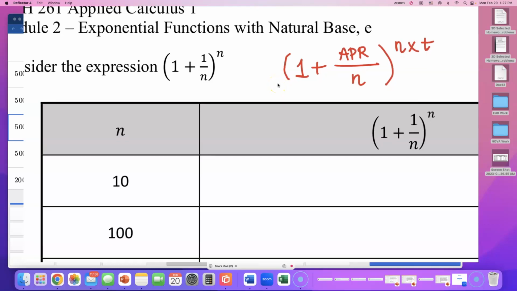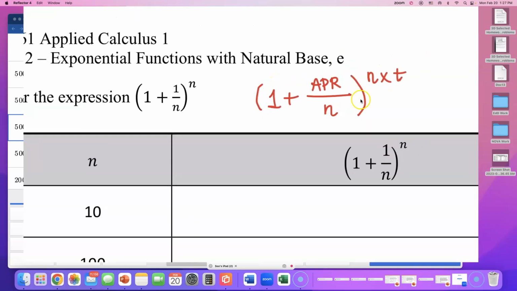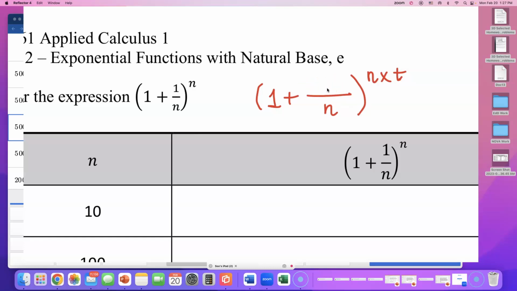But let's just focus on this n, like the frequency of compounding periods, okay? So APR, let's just get rid of it. Let's not talk about any specific APR, okay? And let's get rid of this time period. Let's just ignore that, okay? Just focusing on increasing this frequency to maximum, okay? So thinking about, what will happen if we compound every minute or every second or continuously, okay? What will happen to that growth factor, okay?